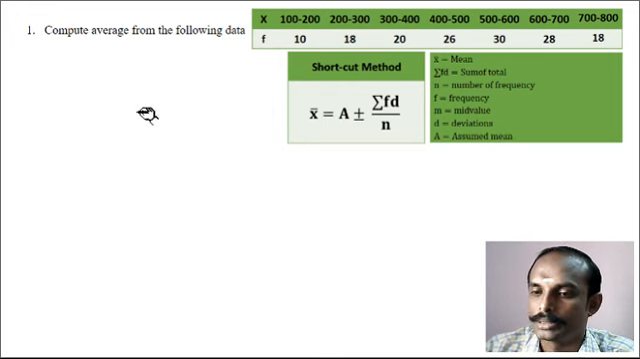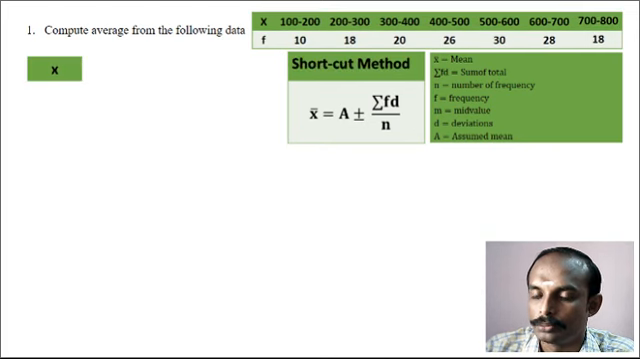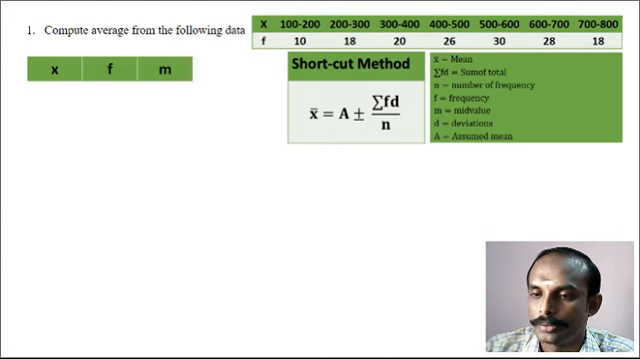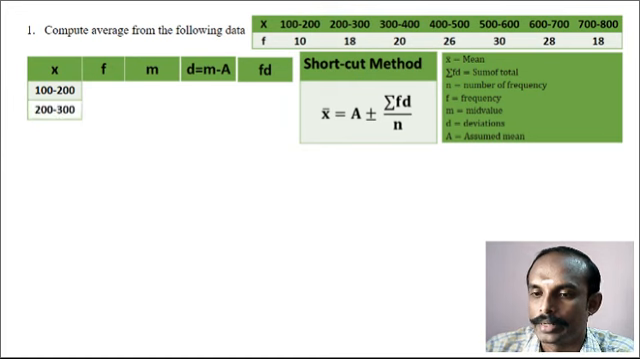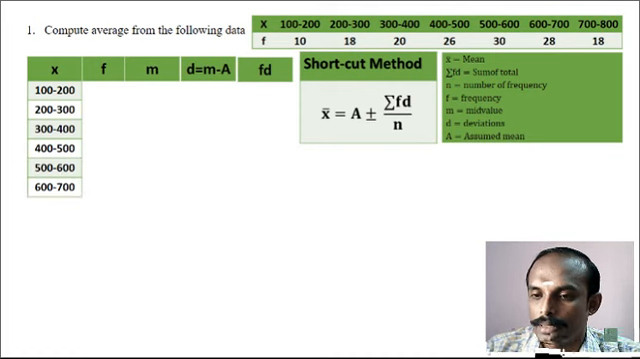So to prepare the table in 5 columns: column number 1 for x and column number 2 for frequency f, column number 3 for m, midpoint or mid value, column number 4 for d, deviation, and column number 5 for f into d, fd. To fill up the x series, the class intervals are 100 to 200, 200 to 300, 300 to 400, 400 to 500, 500 to 600, 600 to 700 and 700 to 800.